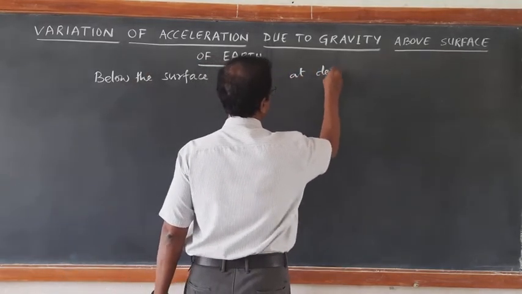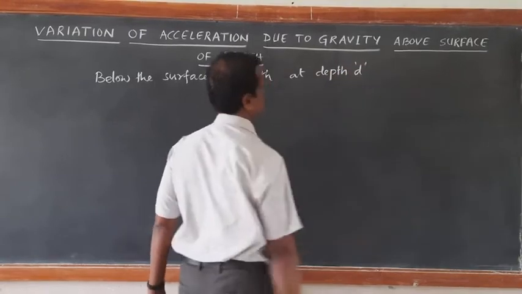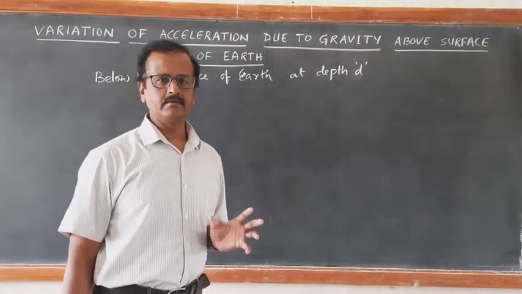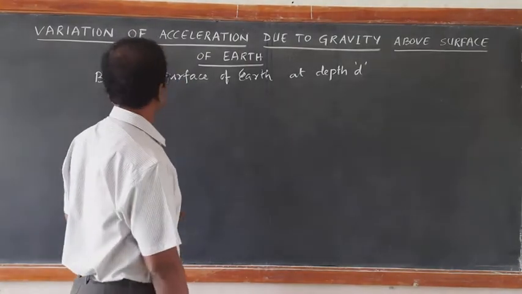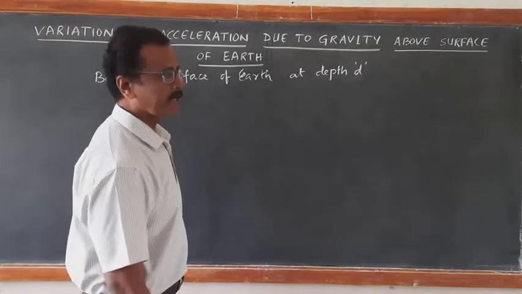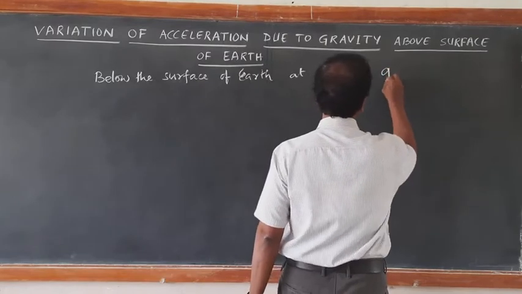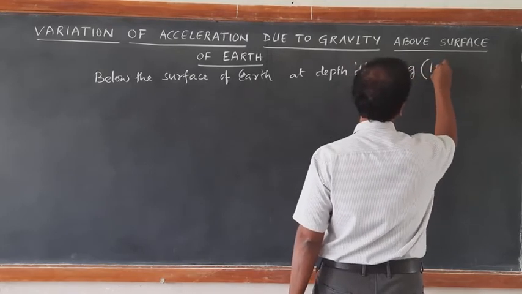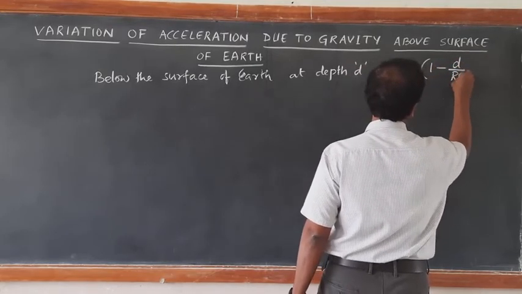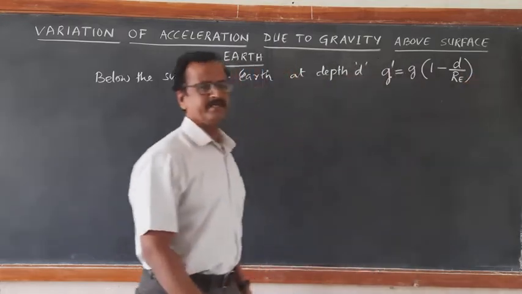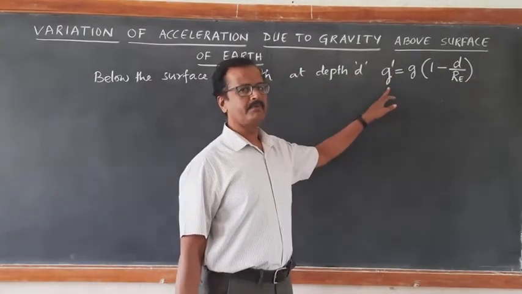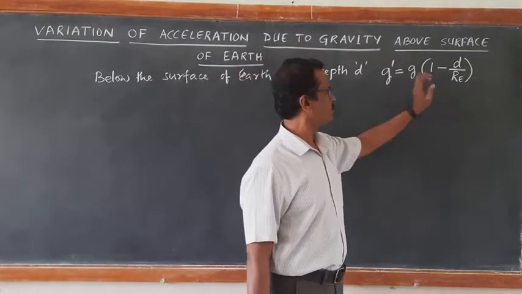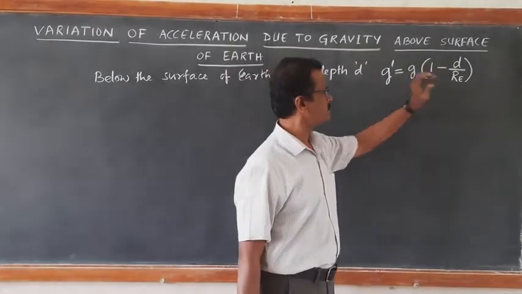At depth d, suppose you have taken a point mass through a mine of depth d, then what is the acceleration due to gravity? We have derived yesterday. It is given by acceleration due to gravity g dash is equal to g into 1 minus d by Re. It means the new acceleration due to gravity below the surface of the earth goes on decreasing by a factor 1 minus d upon Re.